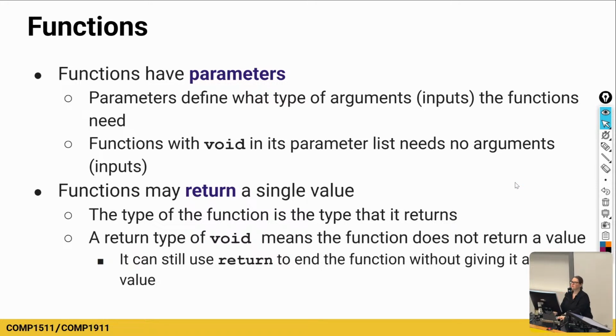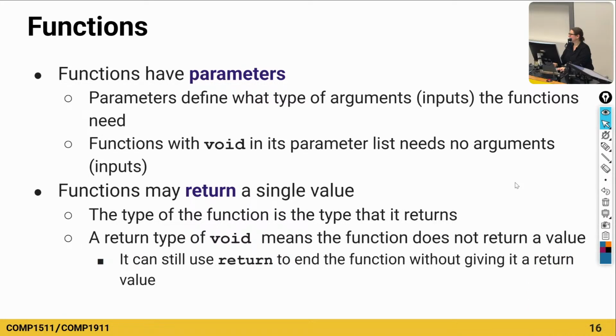That last function had 2 parameters, so 2 inputs. So you have to define what arguments or parameters you're going to have. Sometimes, if you don't need any inputs or arguments into your function, it'll say void, right? And we'll see some examples of that.